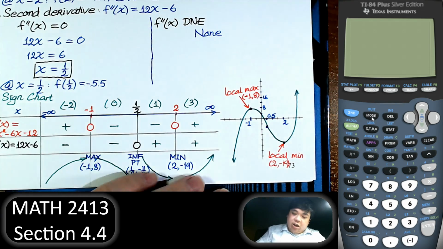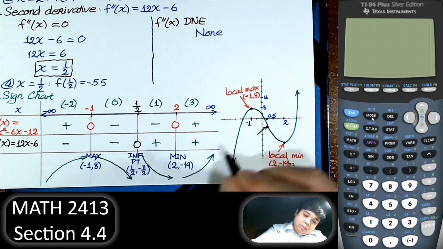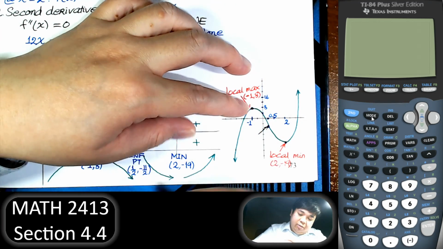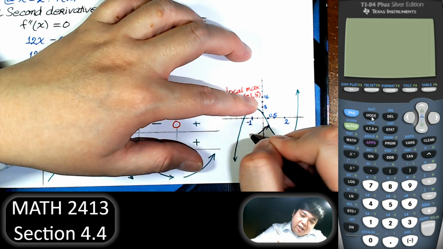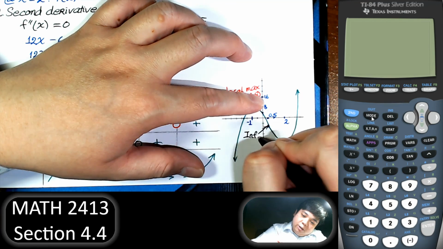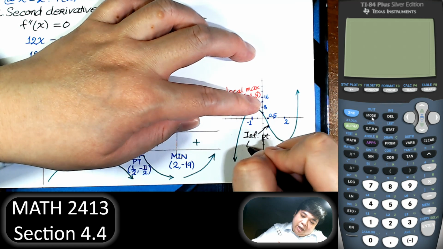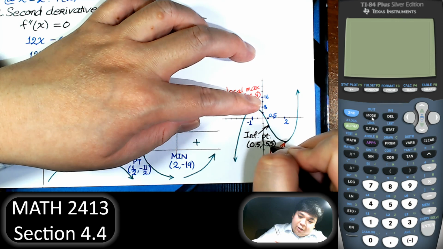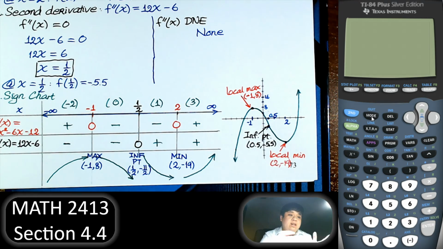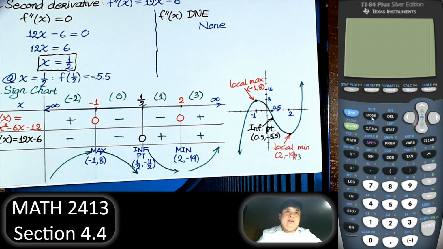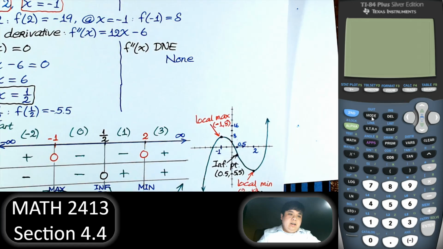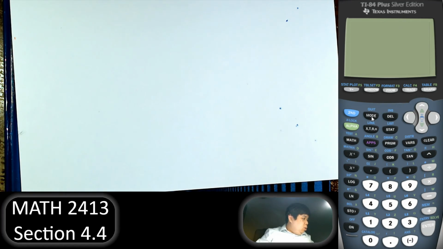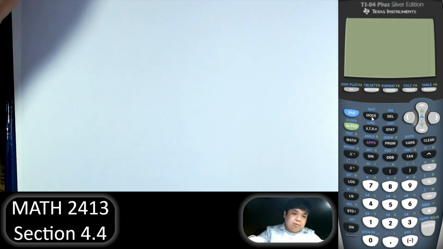And then we have the inflection point. It's 1/2 and negative 5.5, or just say it: inflection point at 0.5, negative 5.5. Right, so that's what we get from the first and the second derivative. And that's all we do. More samples. Right.